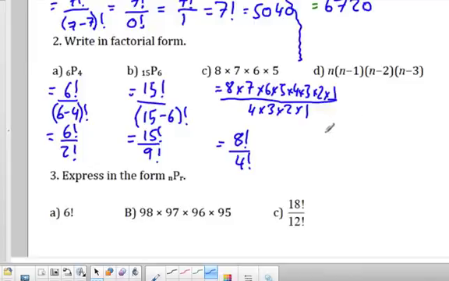So in D, if we write n factorial, that's going to be n times n minus 1 times n minus 2 times n minus 3 times n minus 4, etc., till we get to 2 times 1. So we need to cancel out everything after this. It would be n minus 4, n minus 5, and so forth. So we would write n minus 4 factorial, and then everything else will cancel out afterwards.